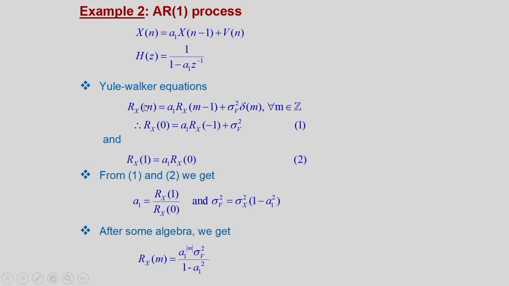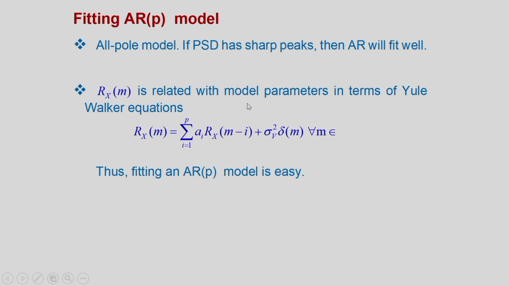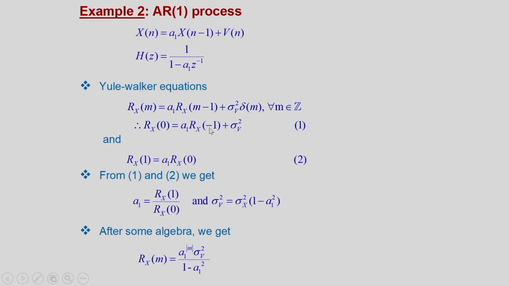Yule-Walker equation: if we substitute p equal to 1, we will get Rx(m) equal to a1 Rx(m-1) plus σv² δ(m). We know this expression. Since p is 1, only one term will be there. So, that way Rx(m) is equal to a1 times Rx(m-1) plus σv² δ(m) for all m belonging to Z, the set of integers.